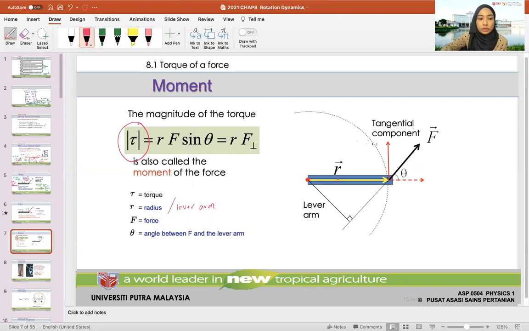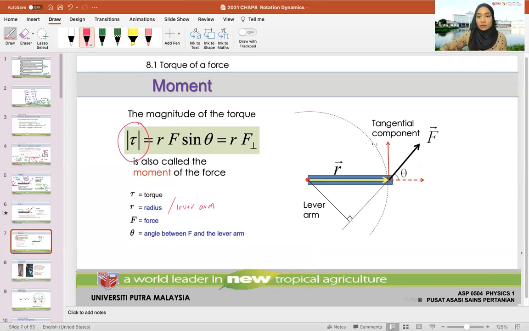So here, when you're talking about torque, the first thing that you should do is to define your axis of rotation. Always define your axis of rotation as your priority because from there only you can define your R. Without your axis of rotation, you won't know what your R is and you can't calculate torque.